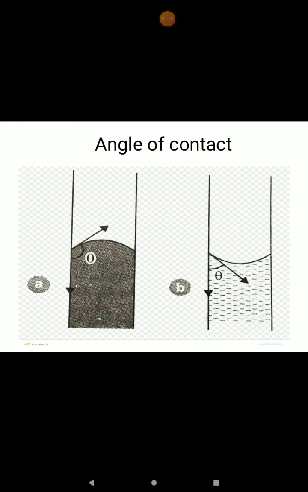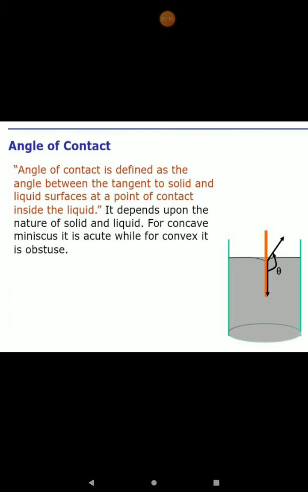as angle of contact. Now in figure A, if we draw the tangent to this convex surface at the point of contact and if we measure the angle between this tangent and the wall of the container inside the liquid, then it is called angle of contact and it is obtuse for a convex surface, that is, for mercury taken in a glass container. So, what is angle of contact?